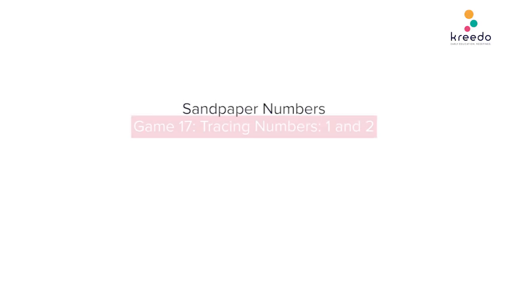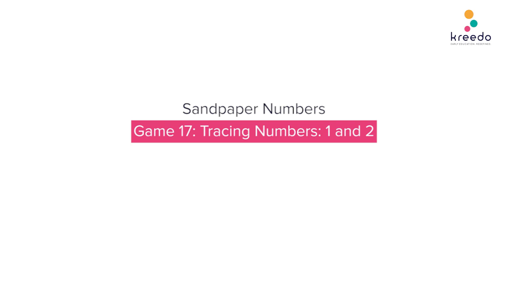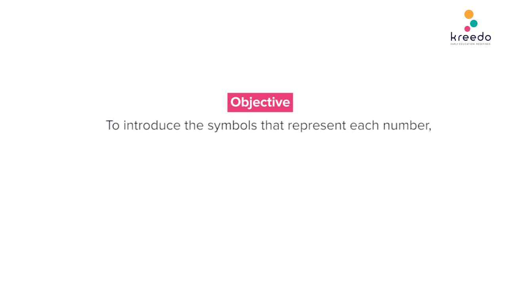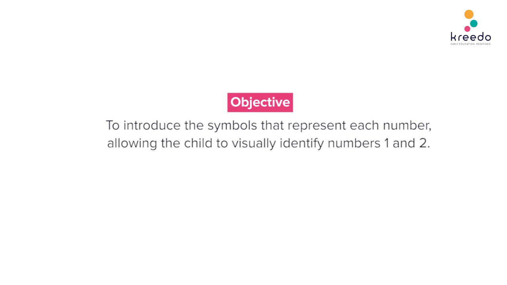Sandpaper numbers. Game 17. Tracing numbers 1 and 2. Materials required: sandpaper numbers 1 and 2. Objective: to introduce the symbols that represent each number, allowing the child to visually identify numbers.